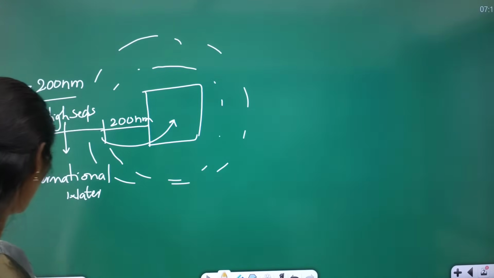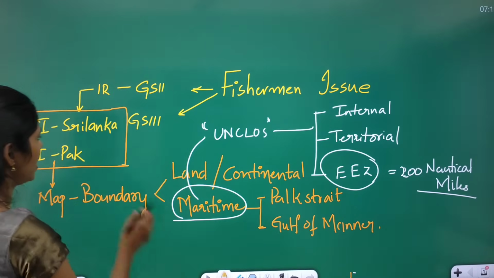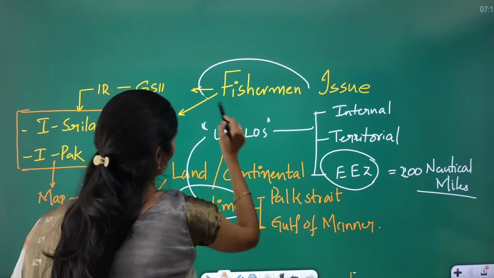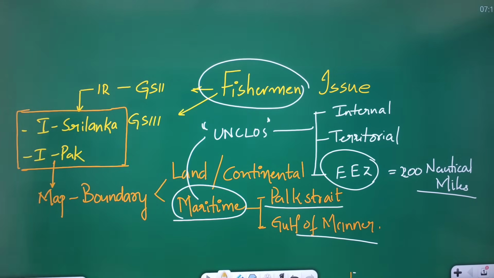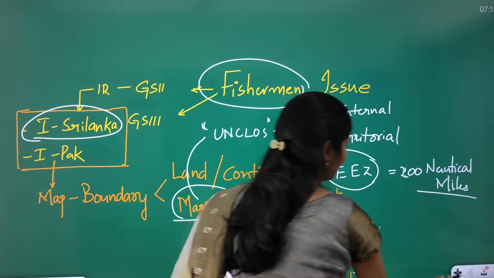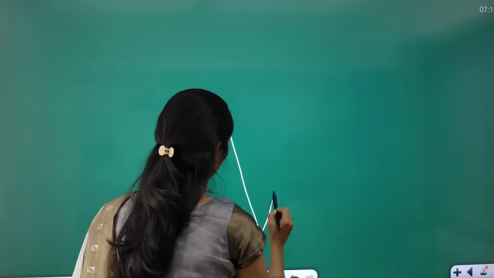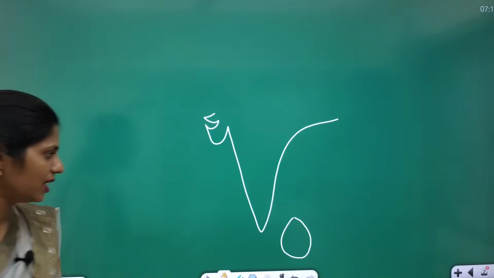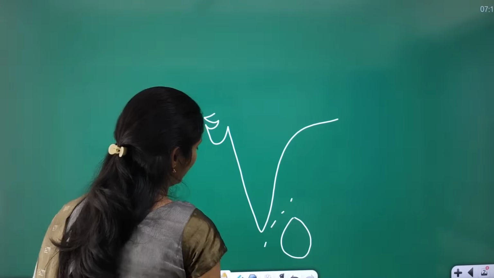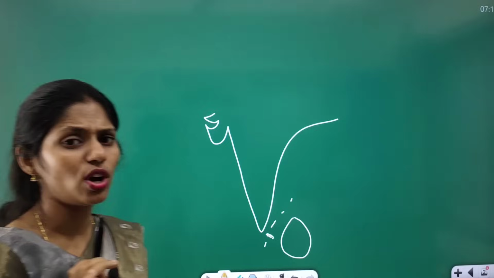nautical miles. If you move back to the previous slide, this article is talking about the fishermen issue. Here you have to know about the Pak Strait and Gulf of Mannar. Especially in this India-Sri Lanka issue, Indian fishermen will be crossing this boundary. This part is Sri Lanka, right? Here we have the Pak Strait, and here we have the Kachchatheevu Islands also. This dispute is not new.